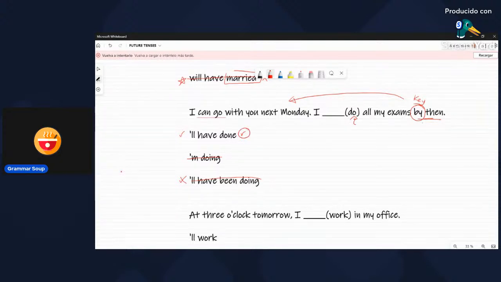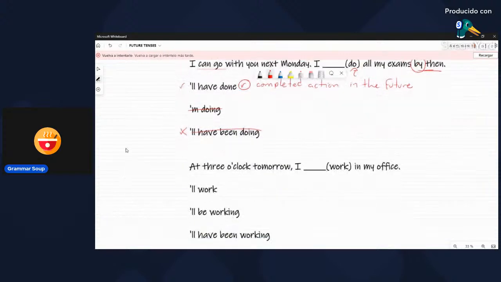I will have done all my exams by then. A completed action. Yes, that's why I have a completed action in the future. There you go. We got it. Let's move on to the next one.